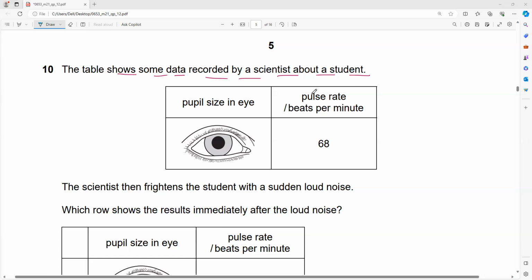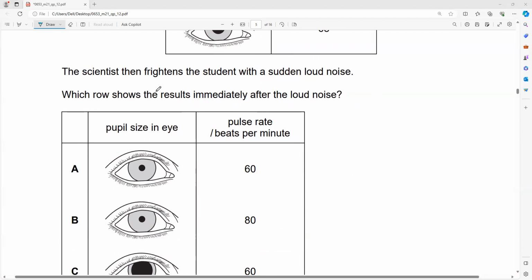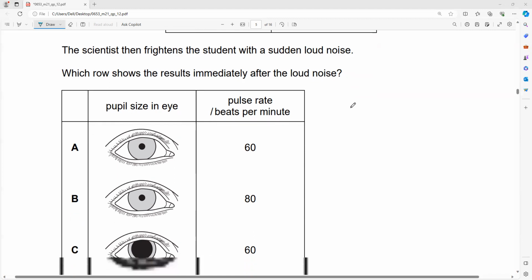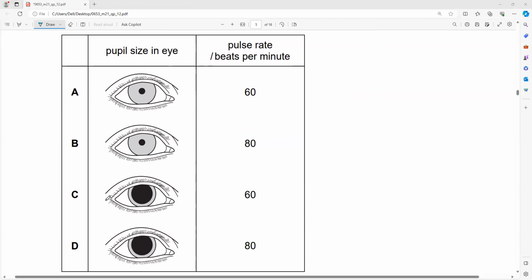When we see a question, you must be able to guess the concept, so that you are already 50% correct. So the scientist frightens the student. The table shows some data recorded by scientists about a student. Pupil size in eye, pulse rate, beats per minute is 68. Now, which row shows the result immediately after a loud noise? The scientist frightens the student with a sudden loud noise. He is asking, A, B, C, D. Such a beautiful question it is.